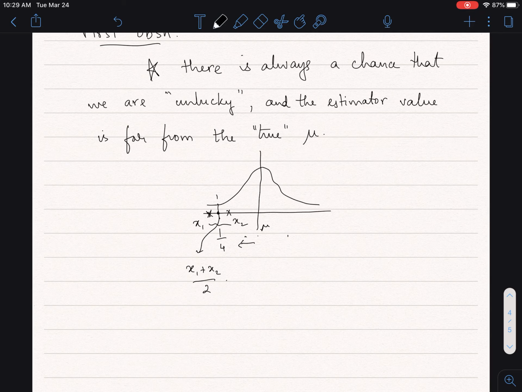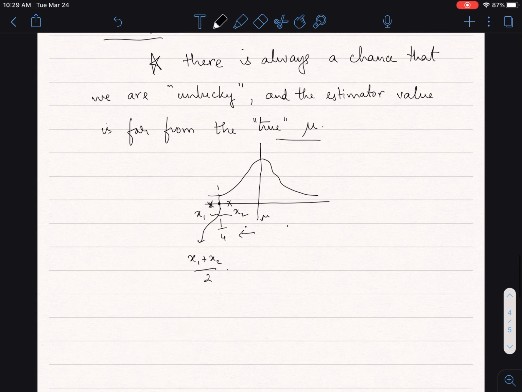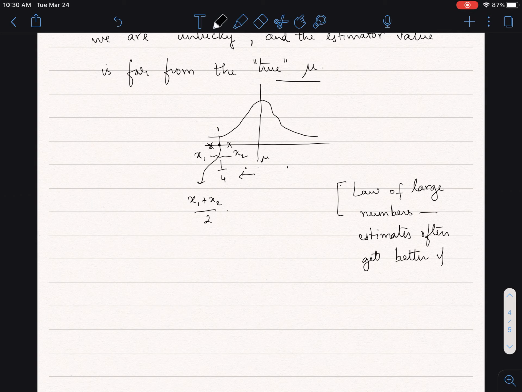Okay? But now, as you can imagine, if you take more samples, your estimate is going to get better. So in the case of the mean, this observation is what is called the law of large numbers. We won't cover it explicitly, but it's a very useful fact to know. And it basically says that estimates of the mean often get better if we take more samples.